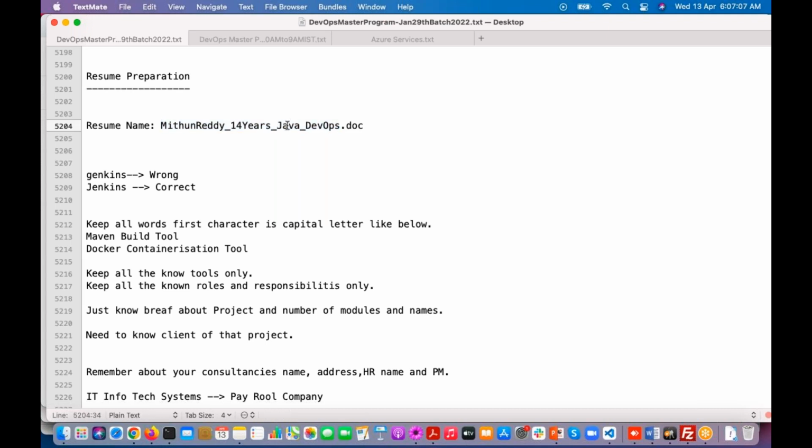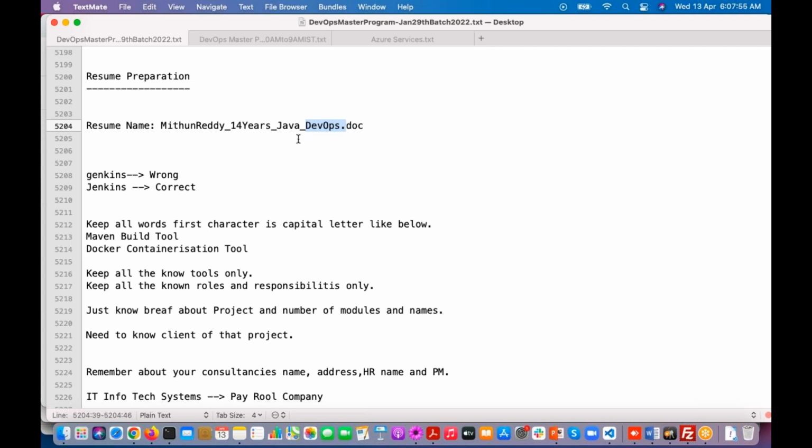Like this, you can keep the resume file name, so that once you share the resume with an HR executive, without opening it, they are able to identify, oh, this is Mithun Reddy's resume, total 14 years of experience, and they can easily identify that it is Java plus DevOps.